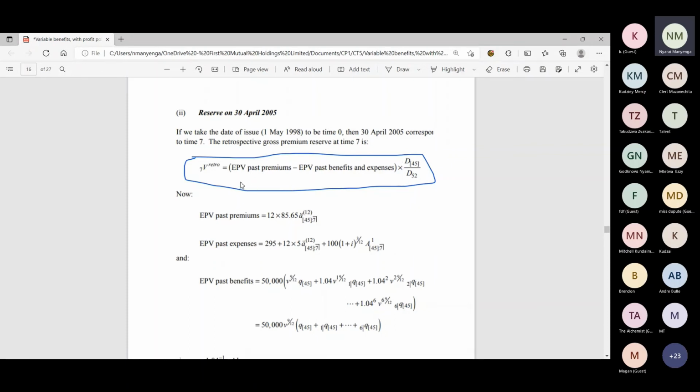So what we are doing in calculating the retrospective reserve, we are bringing back the premiums to time 0. And we are bringing back the past benefits and expenses to time 0. And then we are accumulating these to time 7 so as to get the retrospective gross premium reserve, also allowing for survival of the individual at time 7. So that's why we are using the accumulating factor. But if it was the other way around, D52 over D45 select would be the discounting factor. So we are discounting the past premiums and past benefits and expenses back to time 0 and then accumulating them to time 7 to get the retrospective reserve. So that's what we'll be using to determine this reserve.